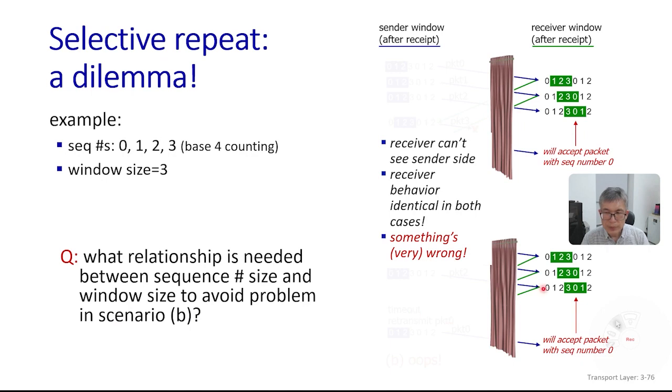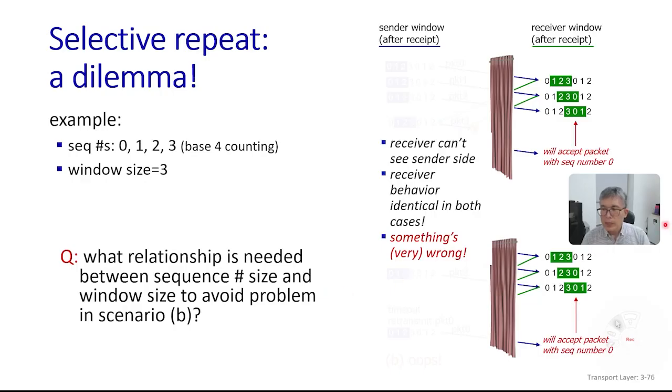Okay. For example, the sequence number size should be greater than or equal to twice the window size, something like that. Okay, and then we can avoid this problem. If you have a question, please let me know. Thank you for your attention.